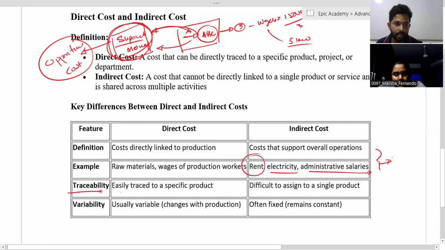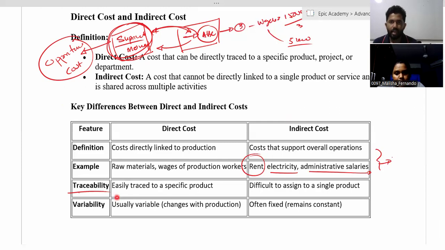And transferability. Direct cost is easily transferred to the specific product. You can identify that cost very easily for this one. But here, you cannot identify it. It is difficult to assign to a single product.